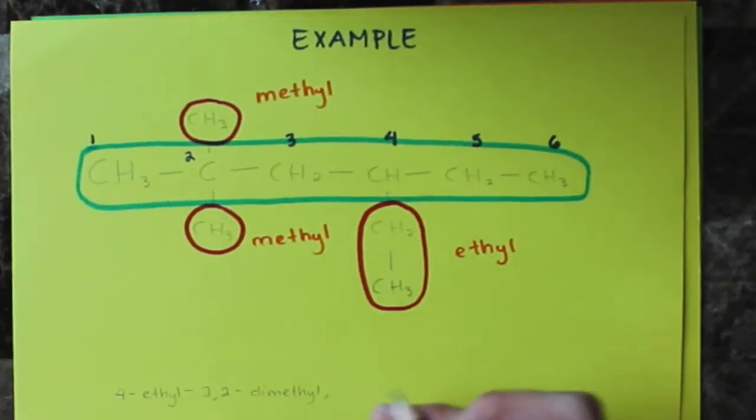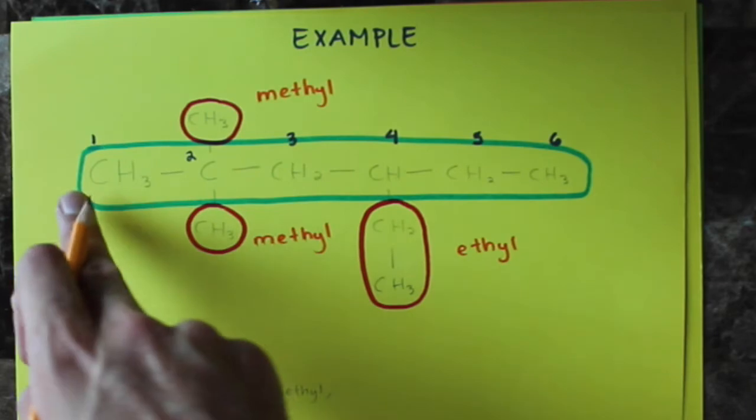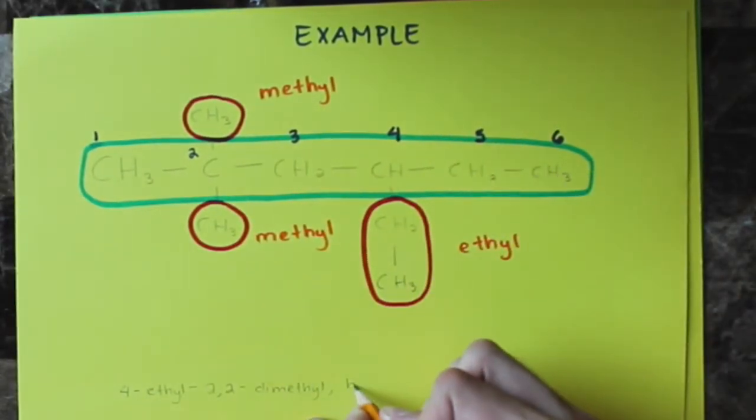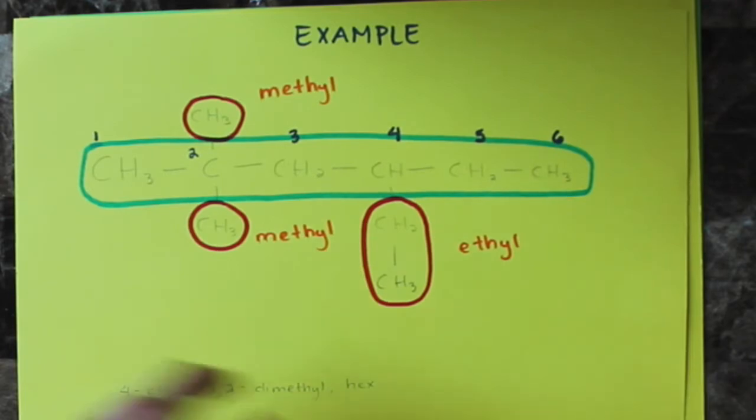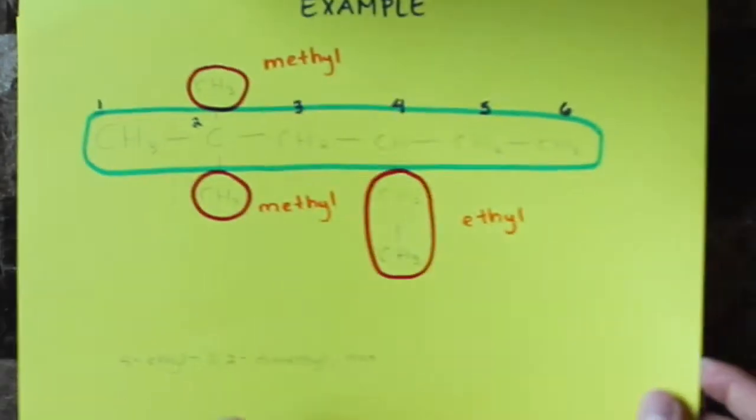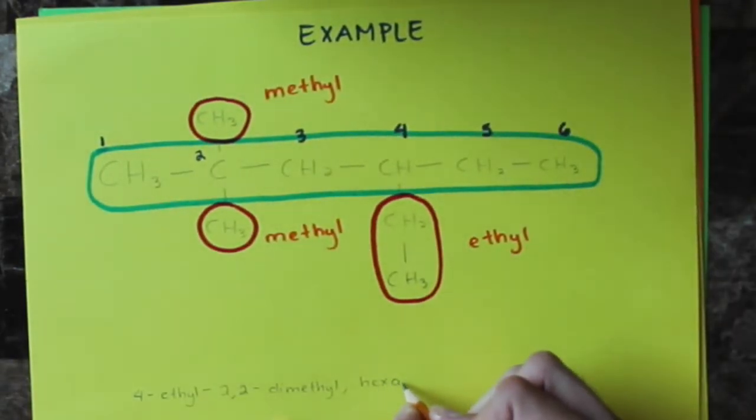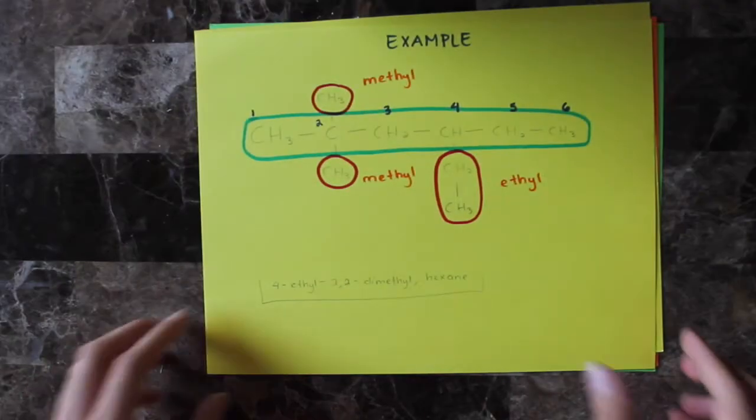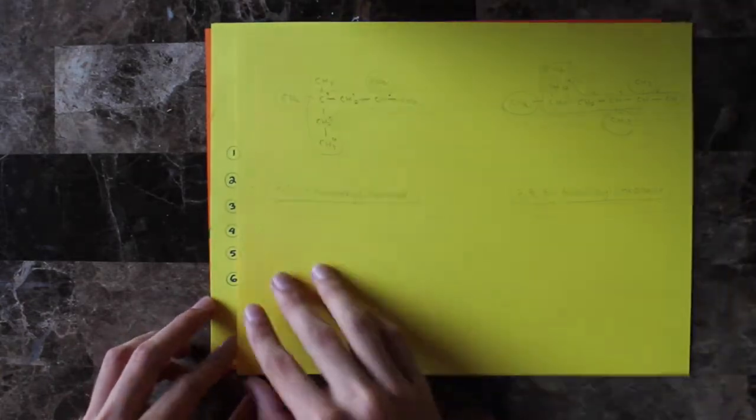Okay, we have to put first the prefix depending on the number of carbons. So hex, and with the ending of our alkanes, that is ane. So hexane, and this is our name. Okay, and now let's see two more examples.